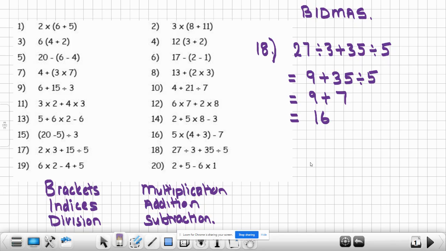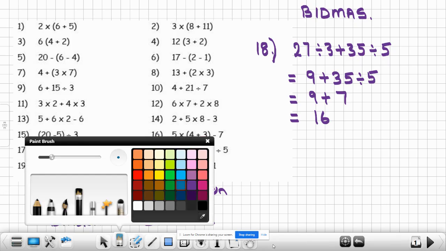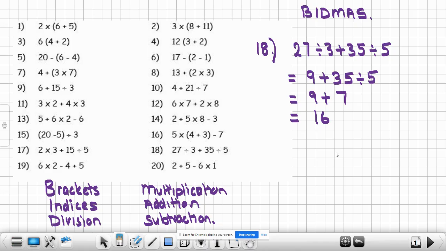I'm just going to show you, I'll do it in a different colour. We could have done both divisions at the same time, but while you're practicing, break it down as much as you need to. It certainly helps. So we had 27 divided by 3 plus 35 divided by 5. So I could have done both my divisions at once. 27 divided by 3 is 9. 35 divided by 5 is 7. And I'm going to add those two together.